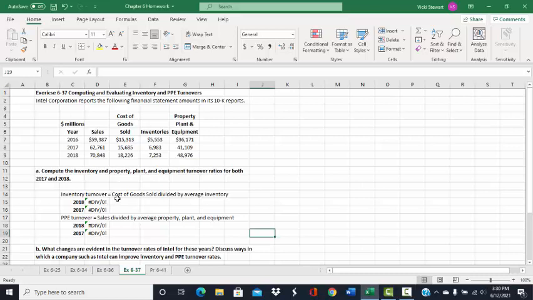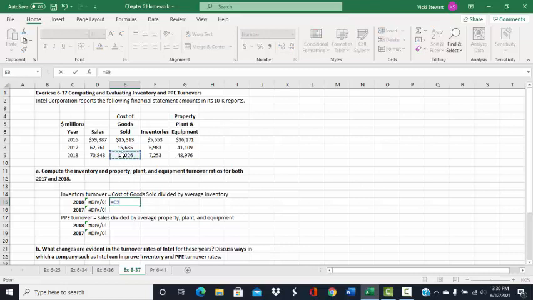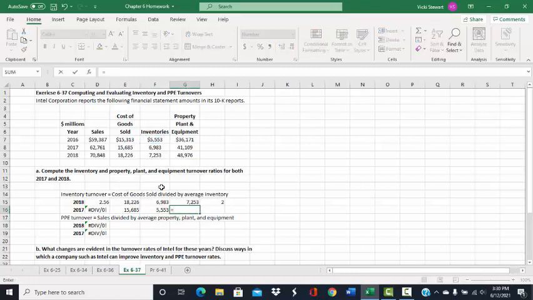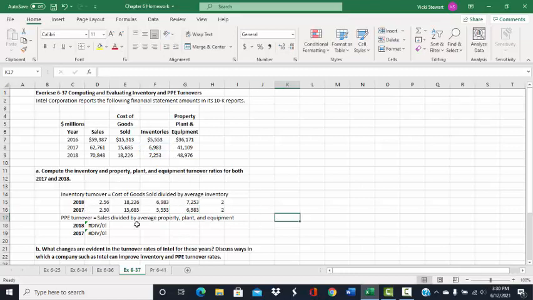In Part A, it asks us to compute the inventory and property, plant, and equipment turnover ratios for both 2017 and 2018. So inventory turnover is equal to cost of goods sold divided by average inventory. So beginning and ending inventory divided by 2. And that gives us inventory turnover for 2018. And we'll do the same thing for 2017. So inventory turnover for 2017 is 2.50.